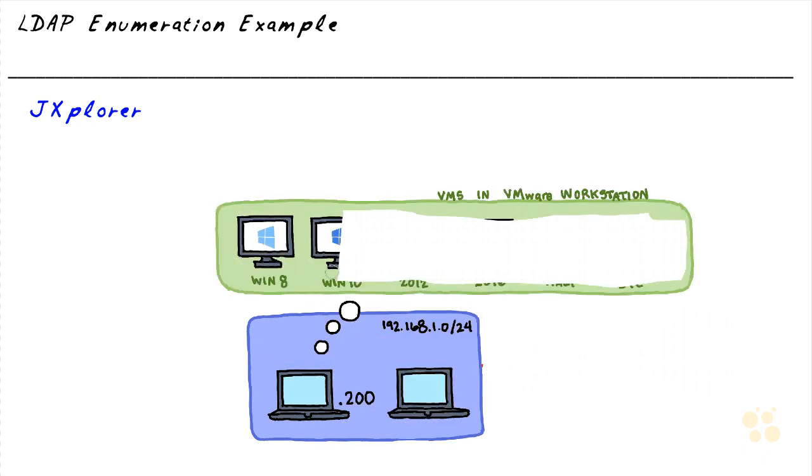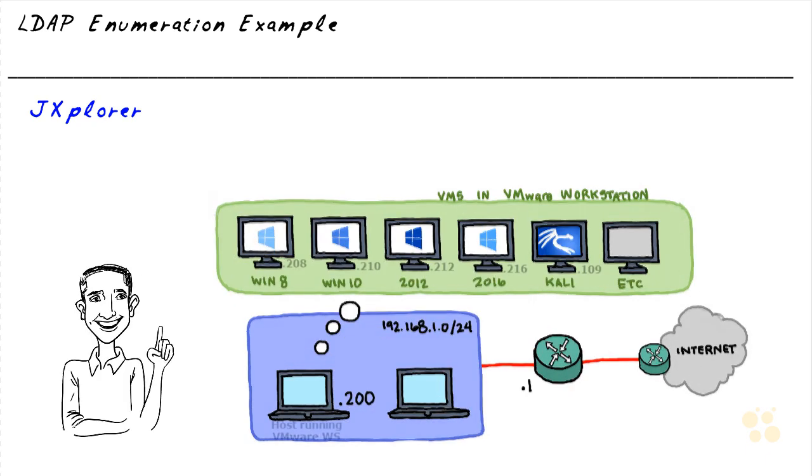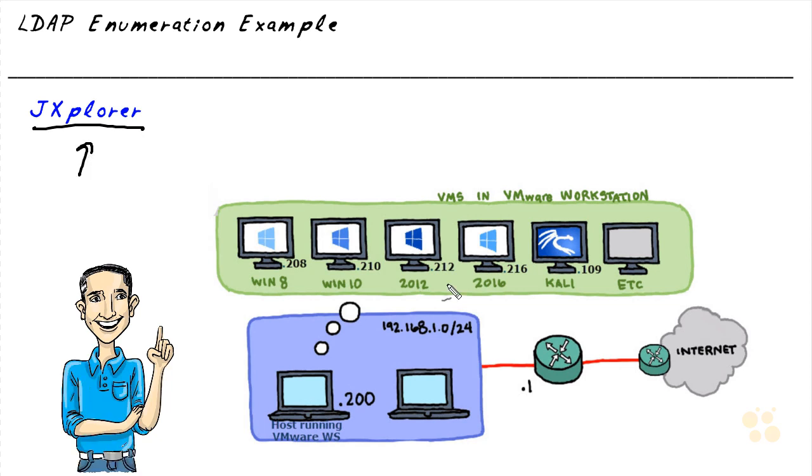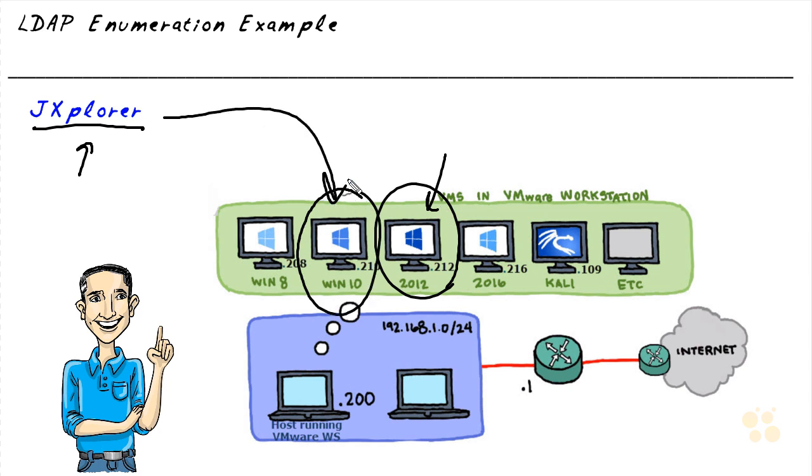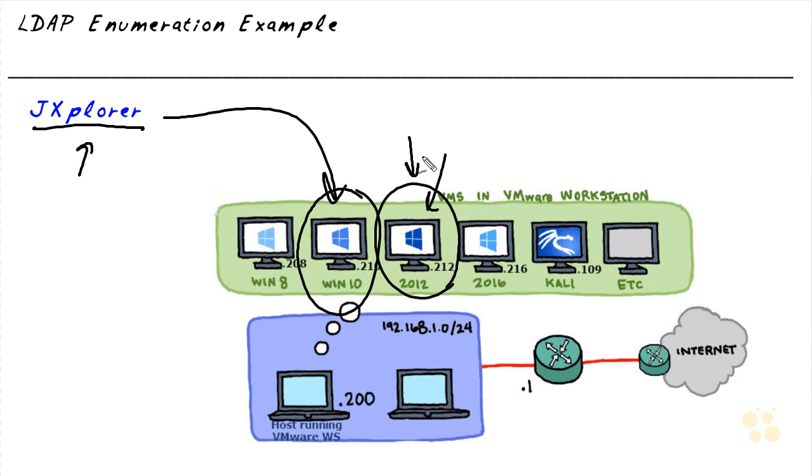For our demonstration of using an LDAP enumeration tool, let's use JExplorer. We've already got in our lab environment our Windows 2012 server with LDAP services enabled. What we can do is go to our Windows 10 machine, download and install JExplorer, and use it from there. What I'd also like to do is create at least one additional user account on our Windows 2012 server that we can use for our queries.